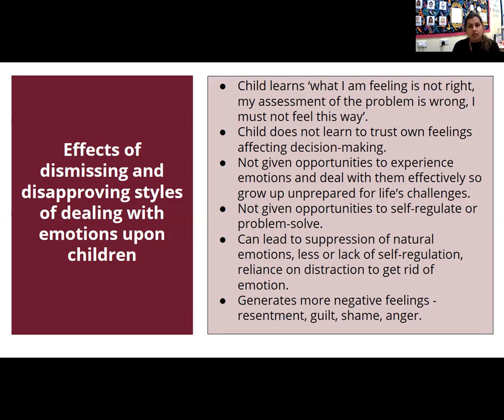The child then learns to not trust their own feelings because it's been dismissed or disapproved of, and they're not given those opportunities to self-regulate or problem solve, because it's gone away. It is, I've got this emotion, now it's gone, either by a distraction technique if you're being dismissive, or by a sign of weakness, or how you're feeling is not right. So they're not having an opportunity to get to those next stages that we talked about with containment and self-soothing as well.